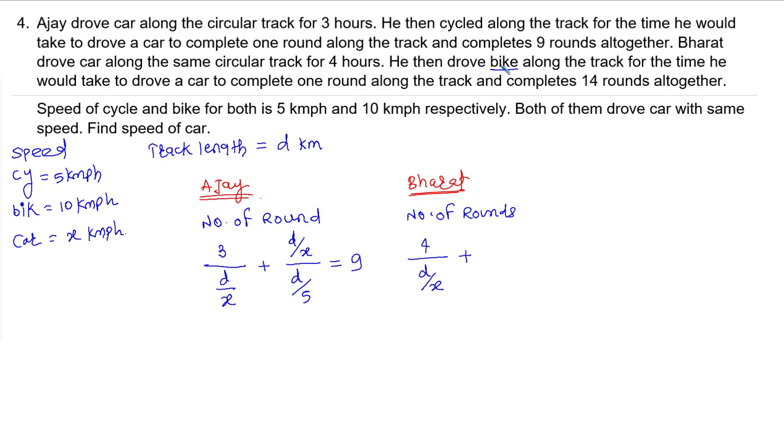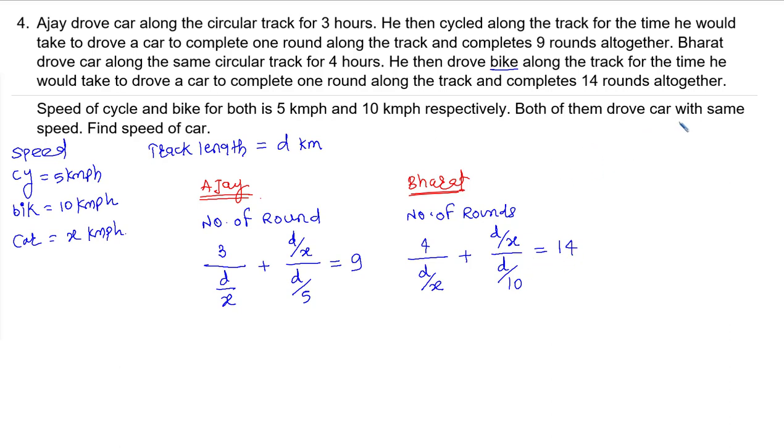The time in which he can complete 1 round by using the car. How much time does he require to complete 1 round by using the car? That is d divided by x. This much time he is going to travel with the bike. And with the help of the bike, how much time does he require to complete 1 round? d divided by 10. And this addition is equal to 14 rounds altogether.